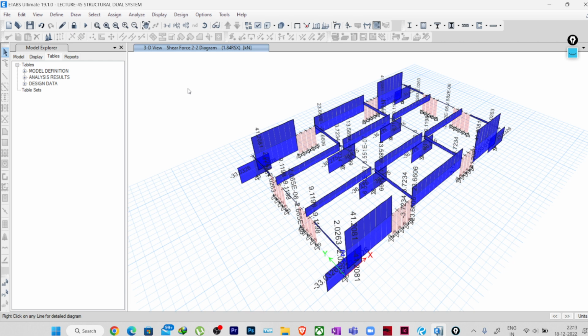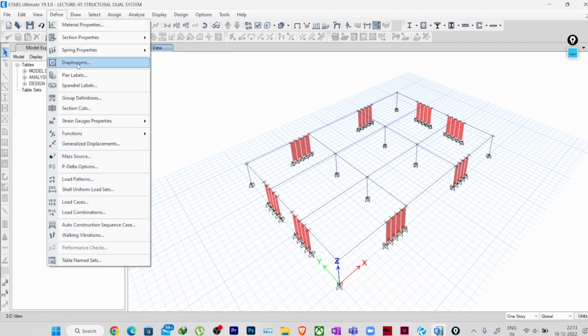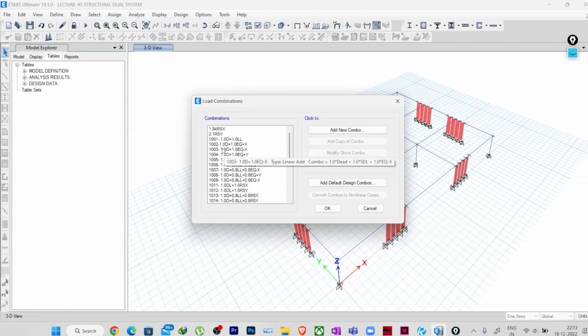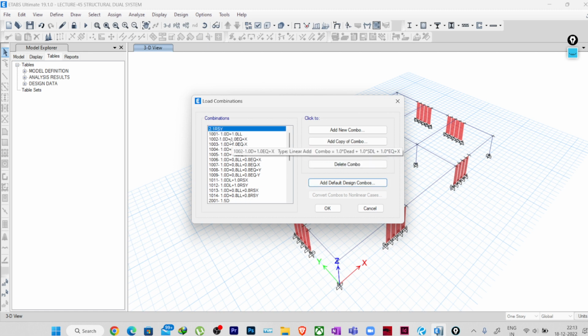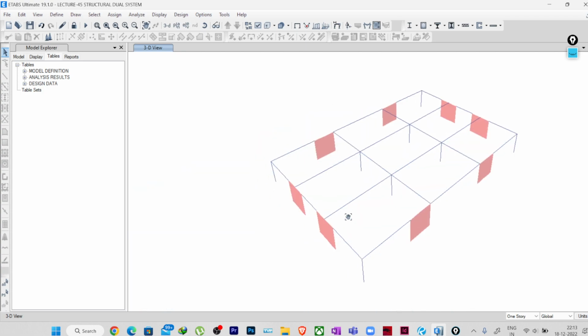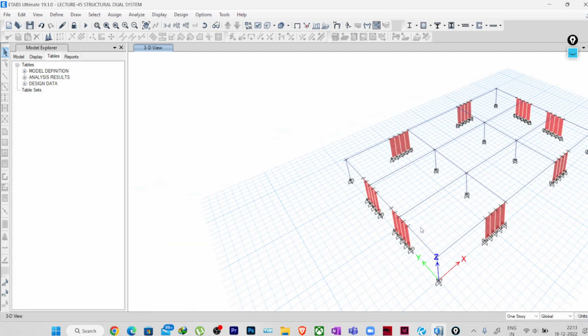Okay, fine. So let me go to define load combinations. Let me delete these two, not required, because I have just created them to check. Previously we have created the service load combinations. Now I have also created the design load combinations.